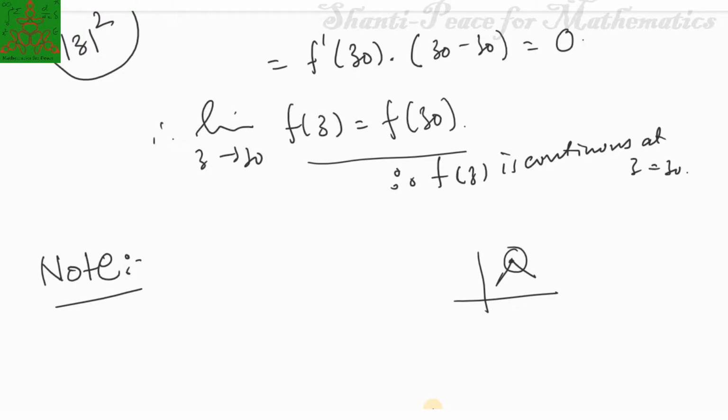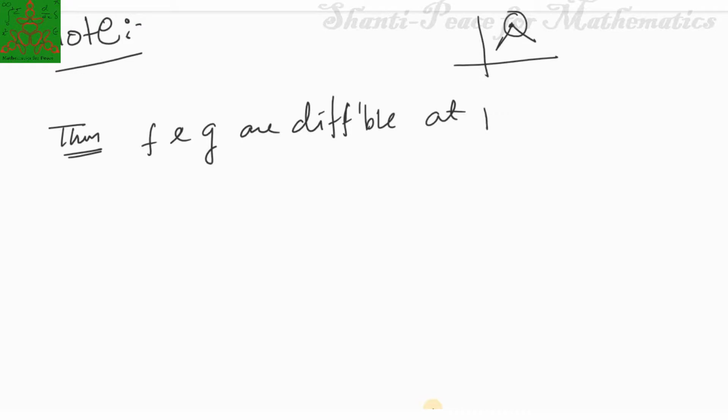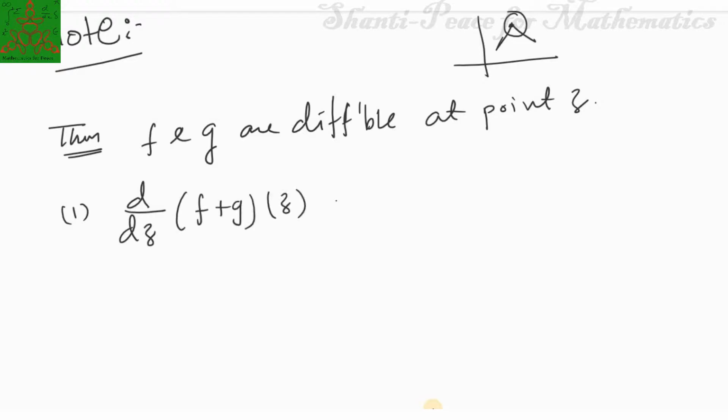So with that note, we'll move forward with another theorem, which gives the rules of the derivative. The first thing, let us consider f and g are differentiable at point z. Then the first one: the derivative of f plus g at point z will be df upon dz plus dg upon dz.